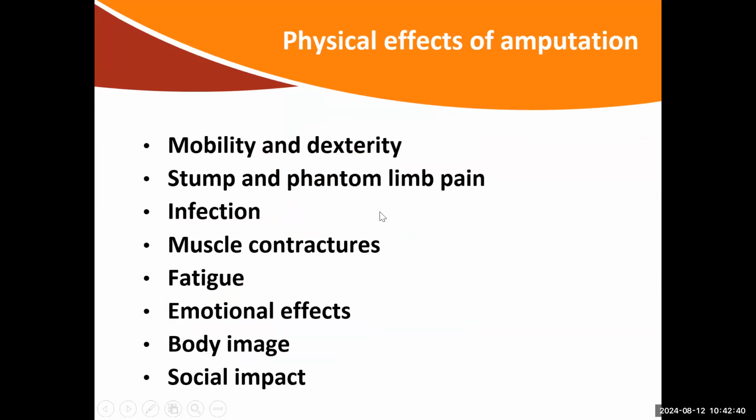Of course, there are many physical effects of amputation. It affects mobility. There may be stump and phantom limb pain, infection, and muscle contraction. These are the things we want to avoid. So in our rehabilitation, we try to avoid these things, or at least minimize these effects, and maximize the patients' function.